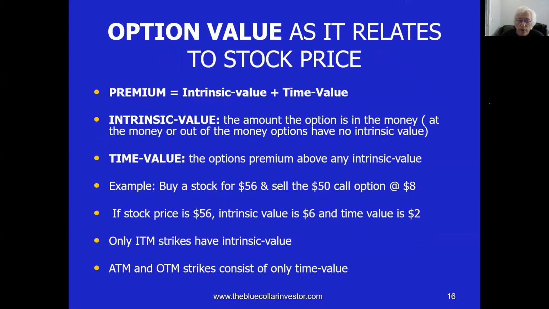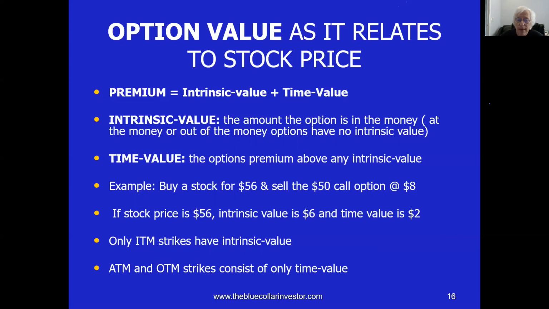Finally, we have two more definitions here. The option value, the entire premium as it relates to the stock price. So the formula is a premium consists of intrinsic value plus time value. But intrinsic value applies only to in-the-money strikes. The example I gave on the previous slide was we bought the stock at 56 and sold the $50 call option, $6 under the current market value of the stock.